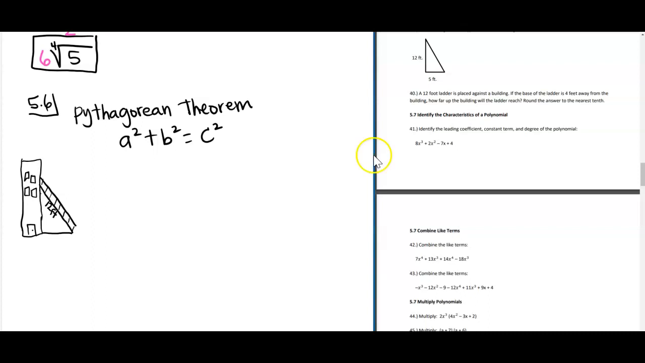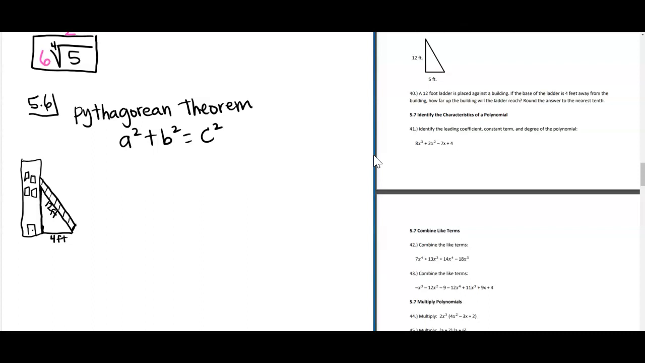Then it also tells us the base of the ladder, so that's down here, is 4 feet away from the building. So here's my building, here's the base, so we know it's 4 feet from here to here. And then we want to figure out how high up the building this is going to reach.